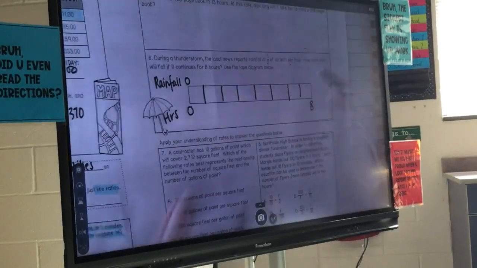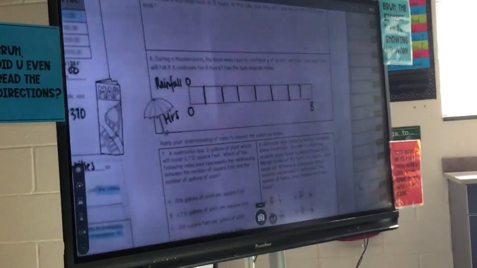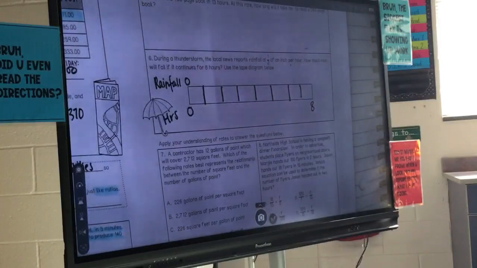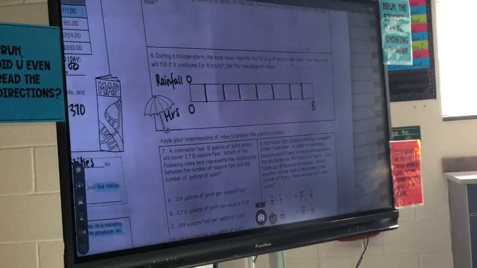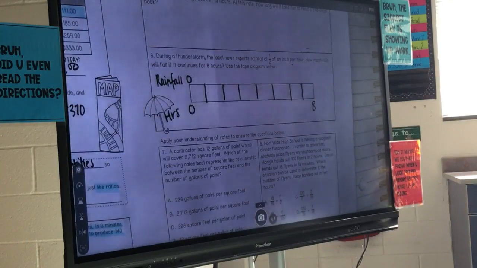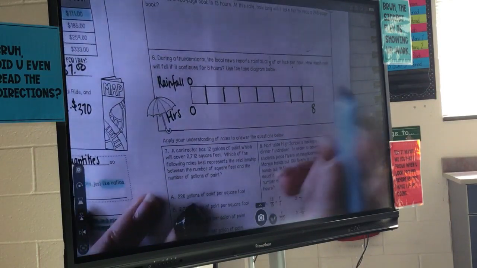So do your best to space them out evenly. It doesn't have to be perfect. But get your 8 lines in there so you can start with that. Okay. All right, and then from here, what is our unit rate? What does it tell us in our problem that is our unit rate? Gracie. Half an inch per hour.